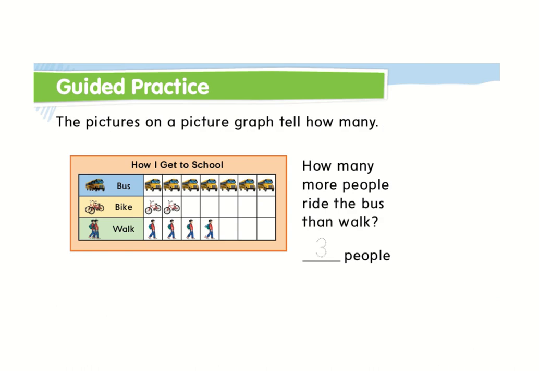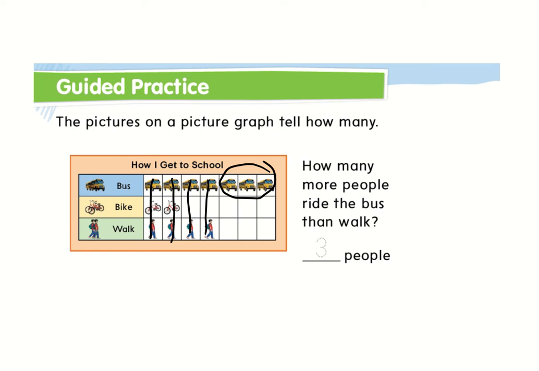Now, the pictures on a graph tell us how many. So one question that we're going to be asking right now is how many more people ride the bus than walk? There's a couple ways that you could do this, boys and girls. The first way, you can just take a look and match up the bus and the walking. So I'd like to draw lines to cancel them out, to match them up. And I could see that 3 more people like to ride the bus than actually walk. Or you could do it this way.